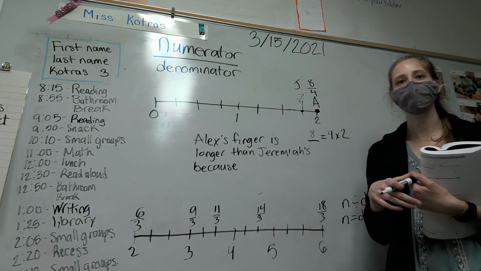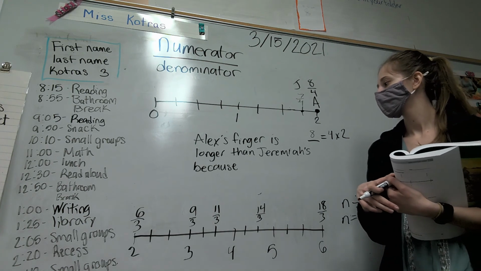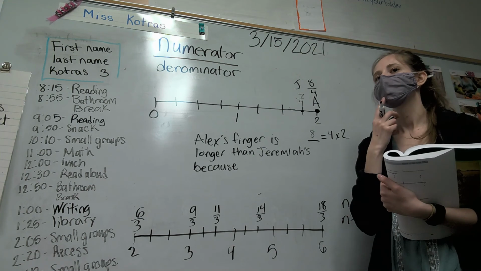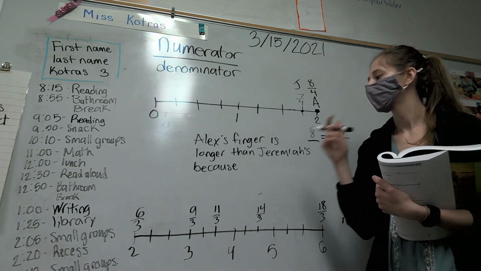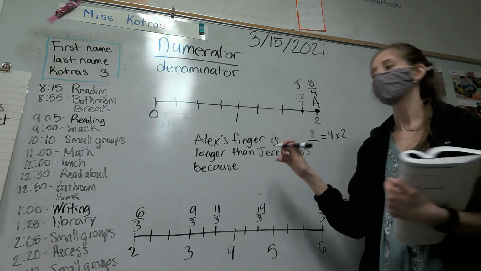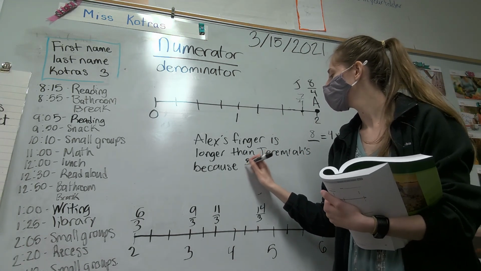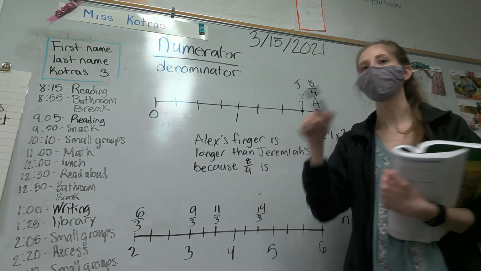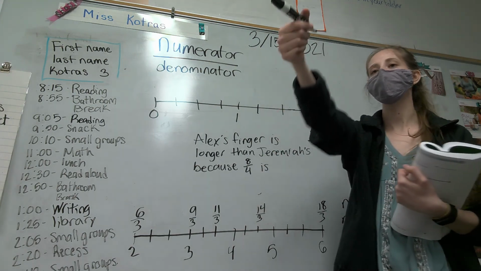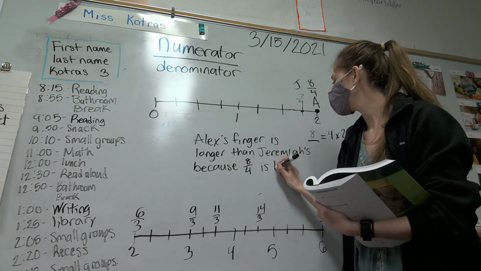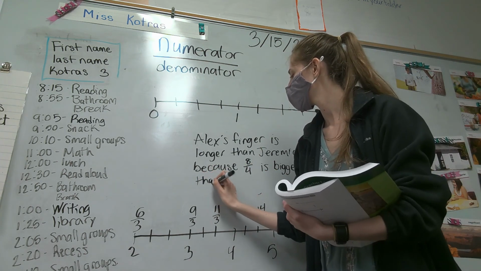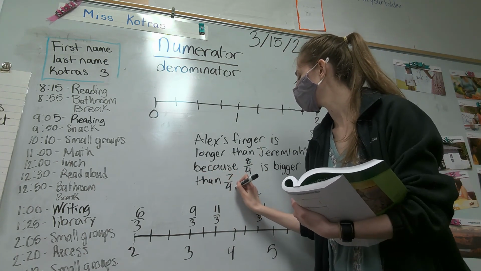Do you want to finish that up? Whose finger was 8 over 4? Alex's was, but Jeremiah was 7 over 4. So could we write a comparison? Alex's is longer because 8 over 4 is bigger than 7 over 4, or 7/4.